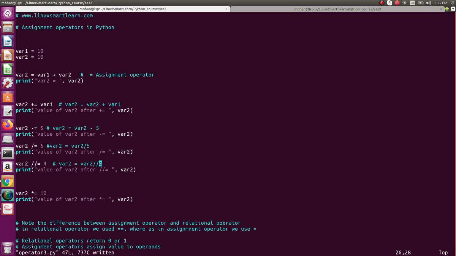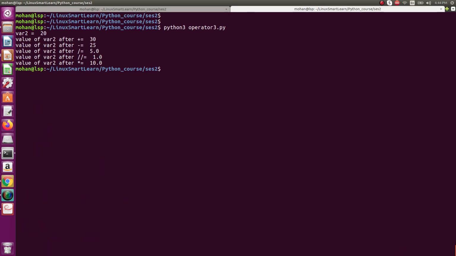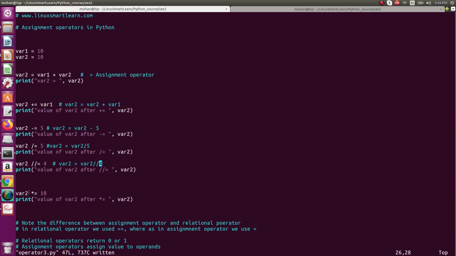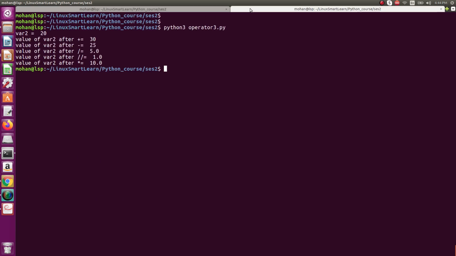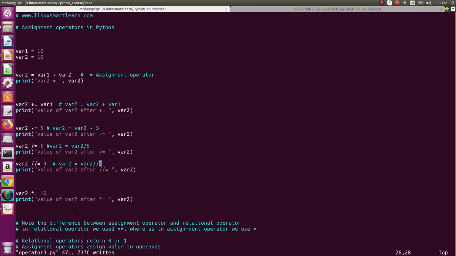Now let's see the next operation. We have the star equal to operator. So this is nothing but var2 equal to var2 into 10. The var2 value is 1 here. So 1 into 10, we get 10. So the value of var2 after star equal to will be 10 here. So now these are the different assignment operators used in Python: equal to, plus equal to, minus equal to, divide by equal to, double divided equal to, star equal to.